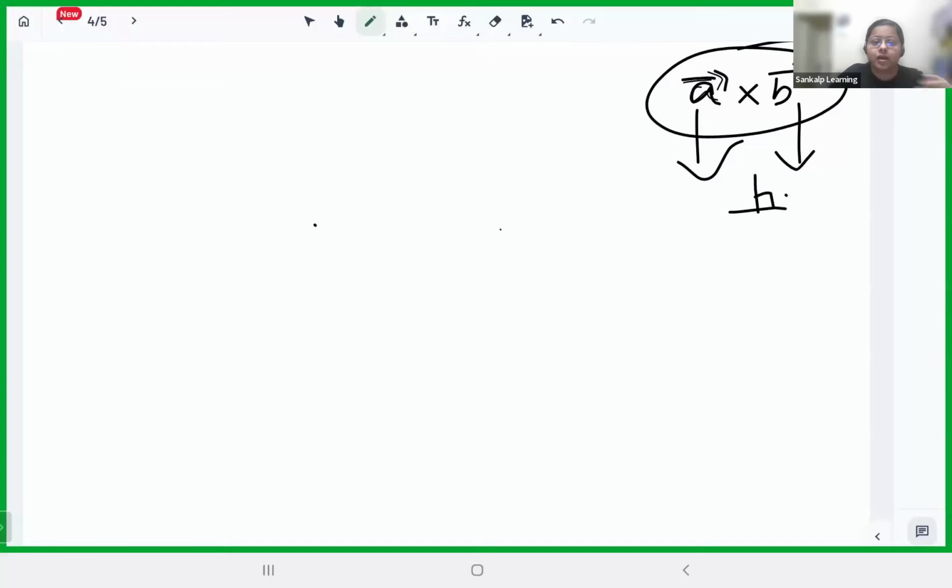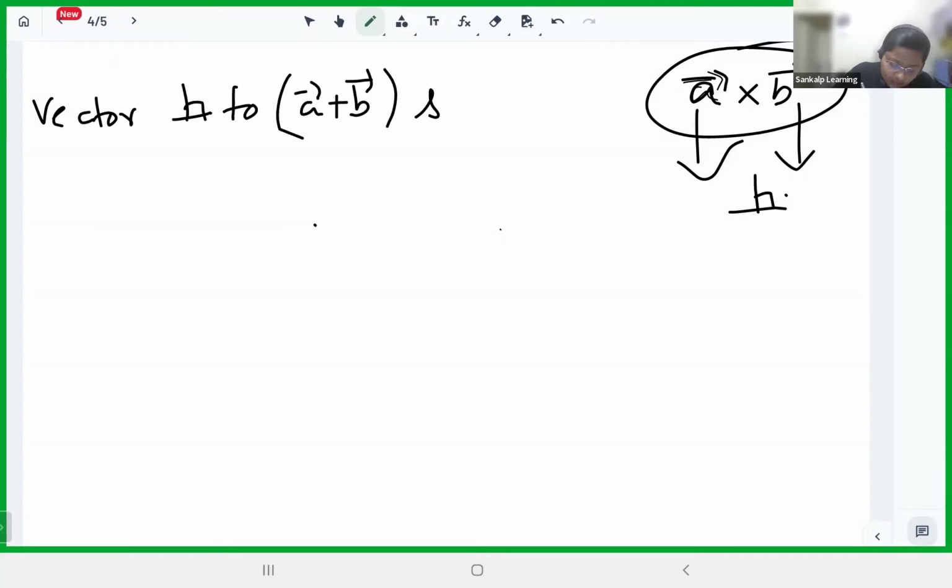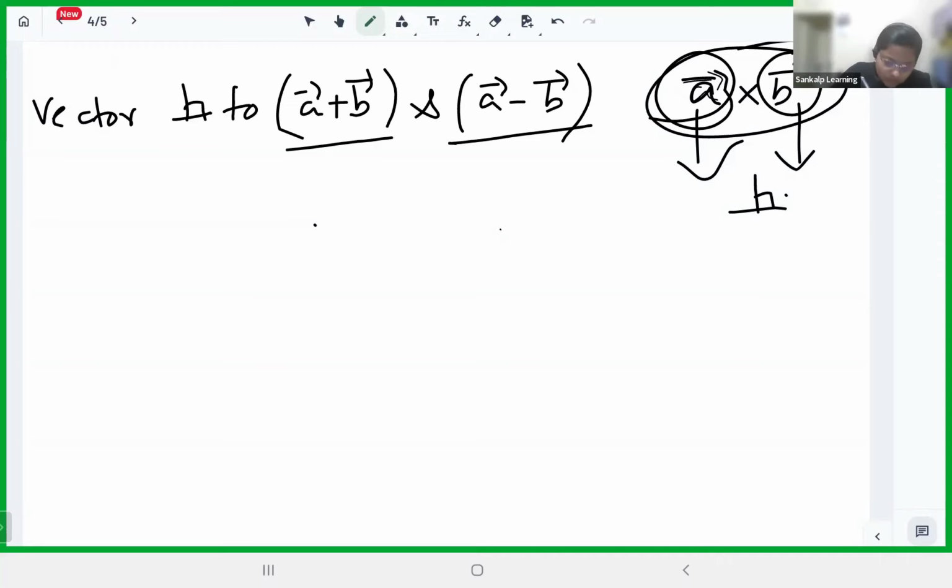Alright, so first we need to find out a cross b, and here what is a and what is b? A plus b and a minus b. We have already found out those vectors, right? So we have to find a vector which is perpendicular to vector a plus b and vector a minus b. So it is equal to vector a plus b cross vector a minus b.